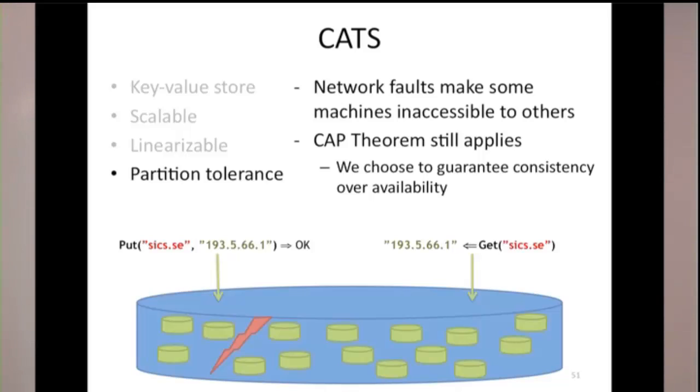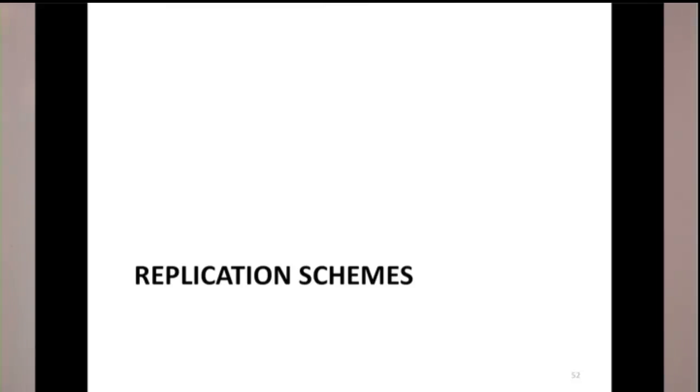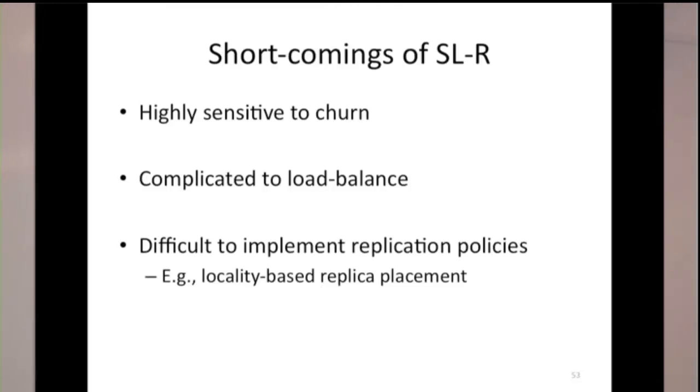Right, so this is the last contribution that we have to talk about. Successor-list replication is used in a lot of systems, but it has some shortcomings. When churn happens, it's a bit complicated to handle. The changes that you have to make are more difficult, and it's a bit more difficult to load balance. It's also difficult to implement replication policies like locality-based replication. Here, I'm just going to talk about what we mean by churn being more complicated. The rest are discussed in the thesis as well.